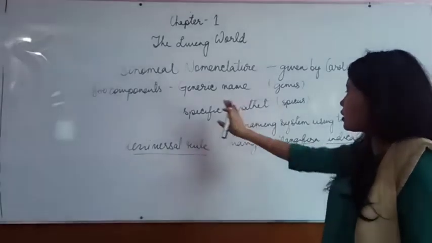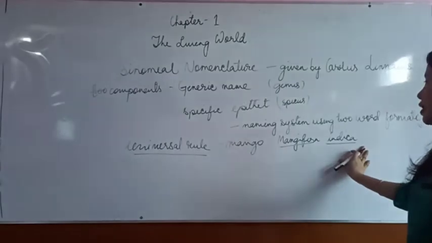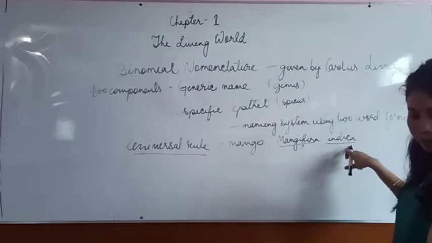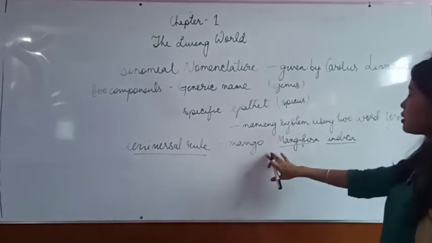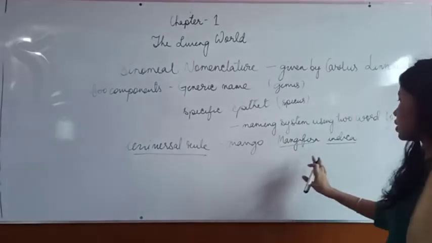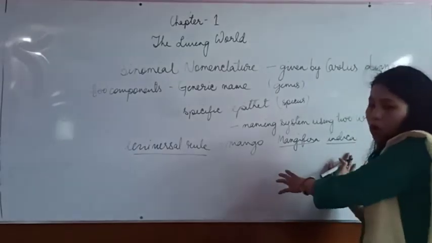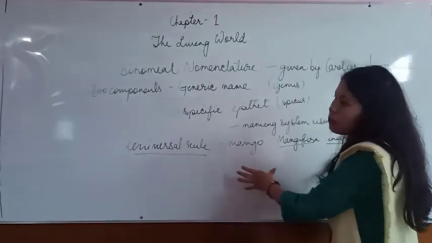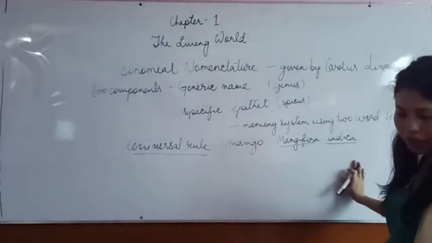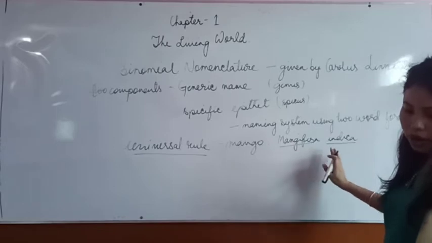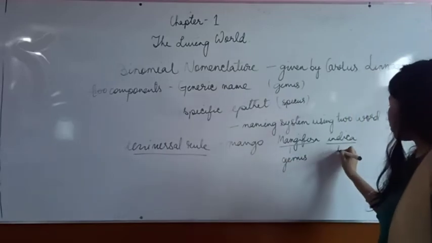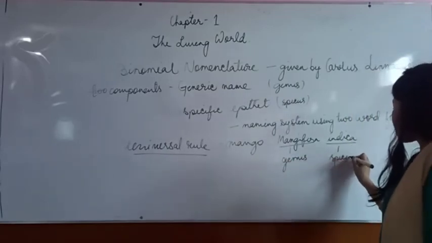So the first part is a generic name, and the second part, indica, is a specific epithet, or this is a genus name and this is a species. Alright, so this is the way we represent a scientific name. So this Mangifera indica becomes the scientific name of the mango. In Mangifera indica, the Mangifera represents the genus, as I have already told you, and indica represents the species.